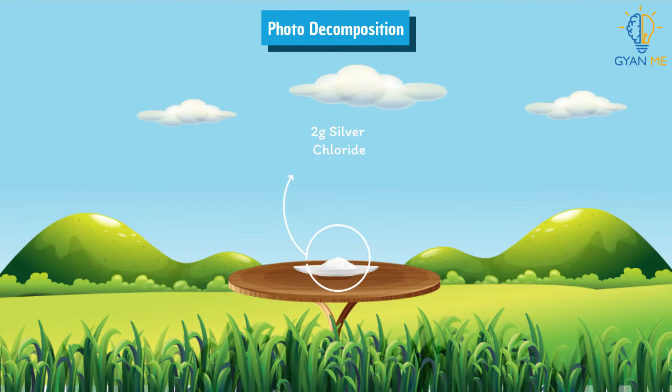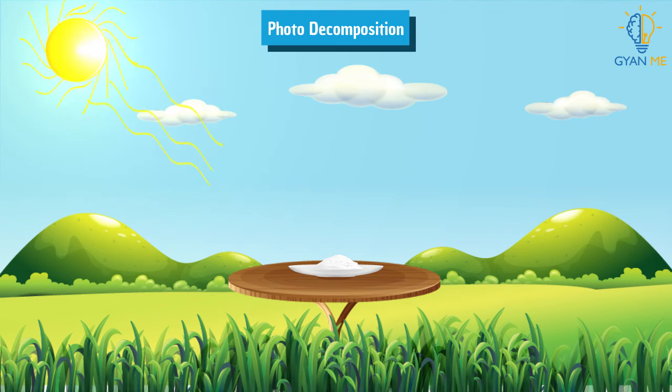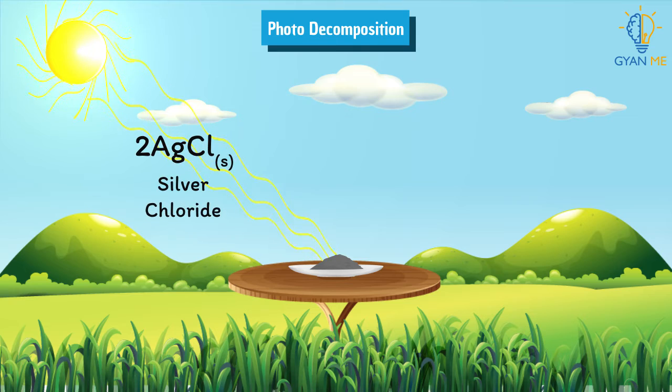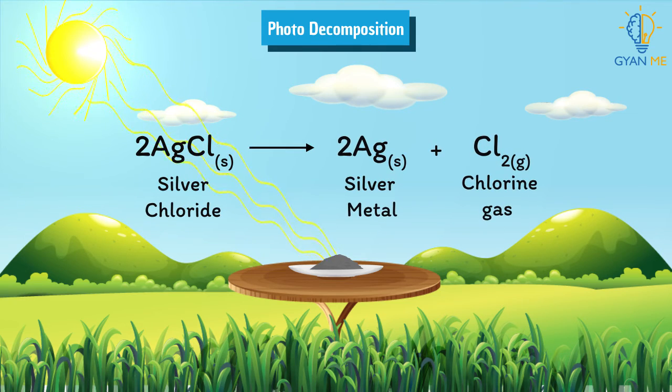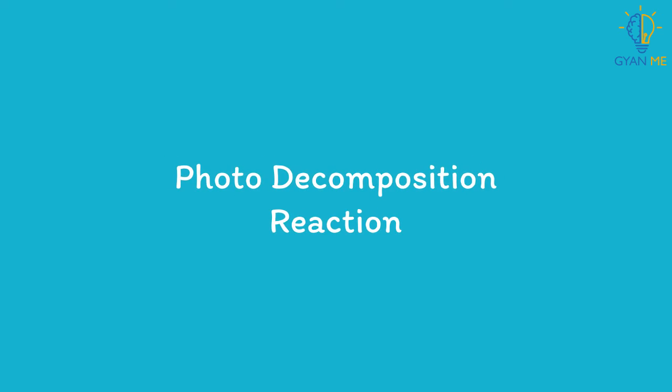Take about 2 grams silver chloride in a china dish. What is its color? Yes, it is white. Now let us place this china dish in sunlight for some time. After a few minutes, you are able to see that white silver chloride has turned grey in the sunlight. This is due to decomposition of silver chloride into silver metal and chlorine gas in presence of light. Hence it is a photodecomposition reaction.